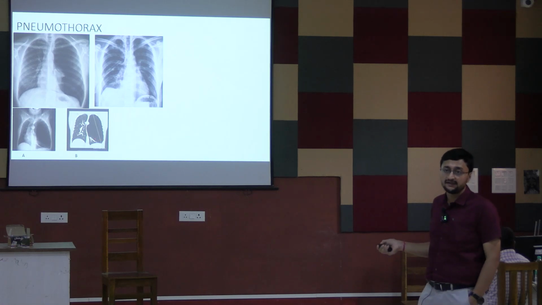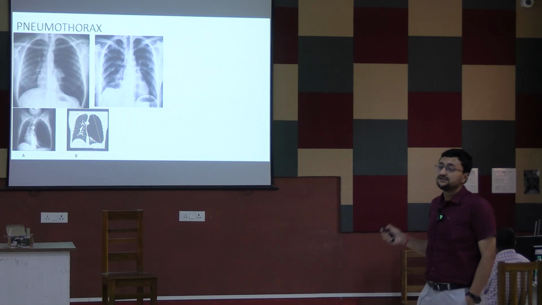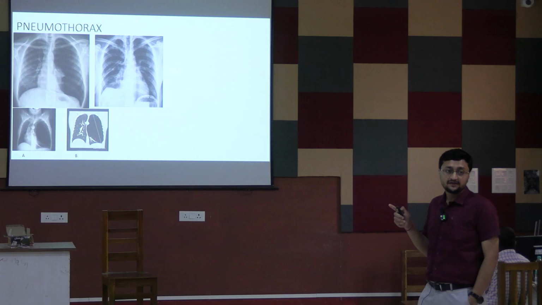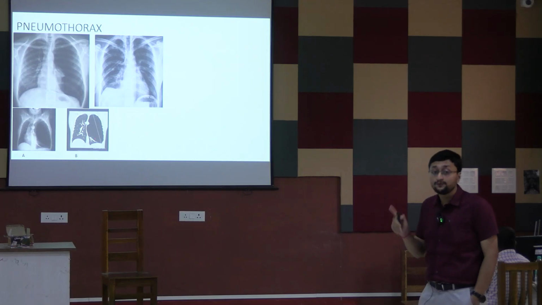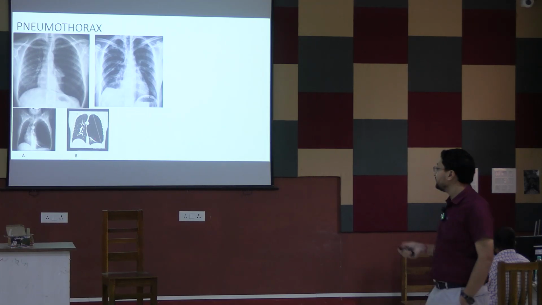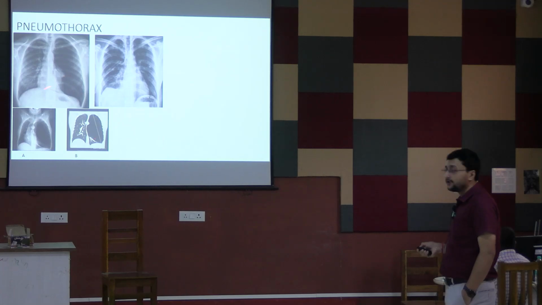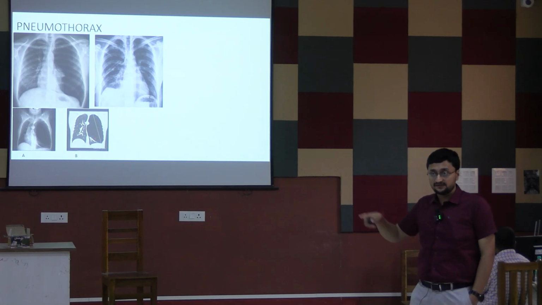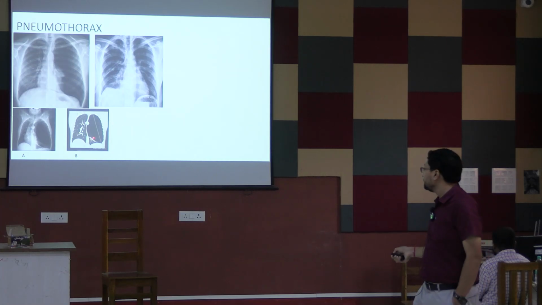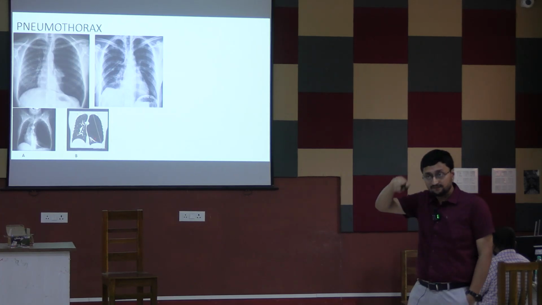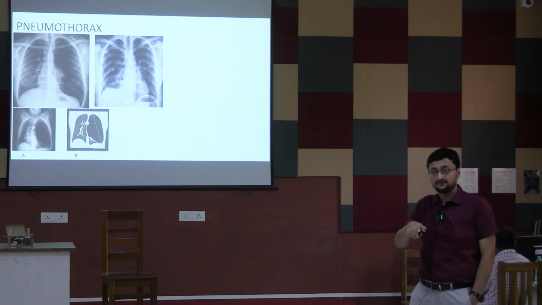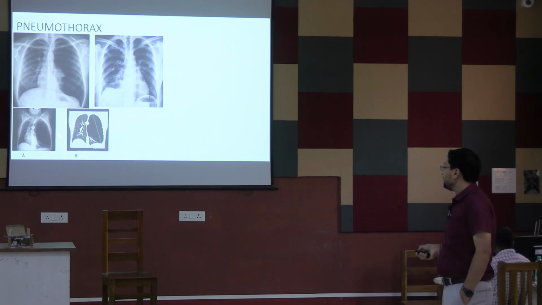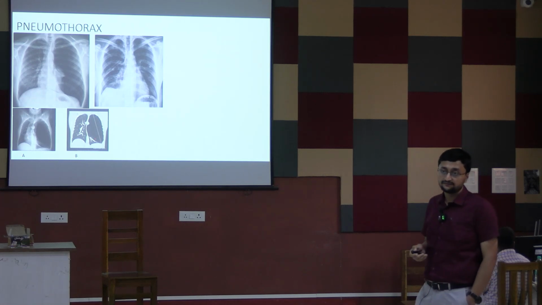This is also hyperlucent area. No, this is not a pneumothorax. This is a case of large left-sided bulla. Why? Because look at the border. The pneumothorax border is convex, whereas the border of the bulla is concave like this. So this is case of large bulla and this is a case of pneumothorax.